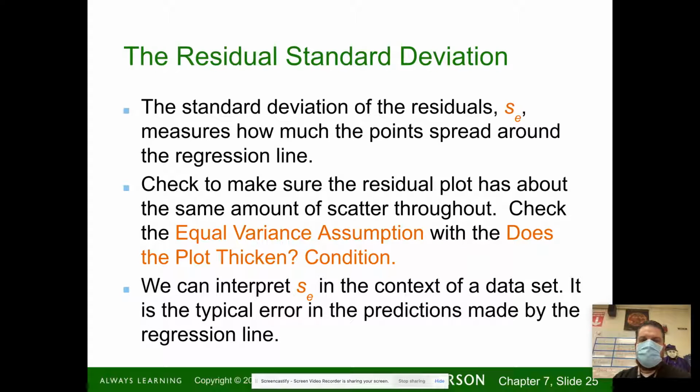So the standard deviation of the residuals, S sub e, measures how much the points spread around the regression line. Check to make sure the residual plot has about the same amount of scatter throughout. Check the equal variance assumption with the does-the-plot-thicken condition. We can interpret S sub e in the context of the data set. It is a typical error in the predictions made by the regression line.